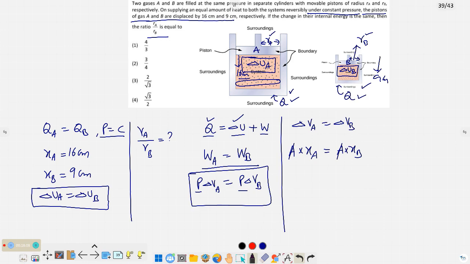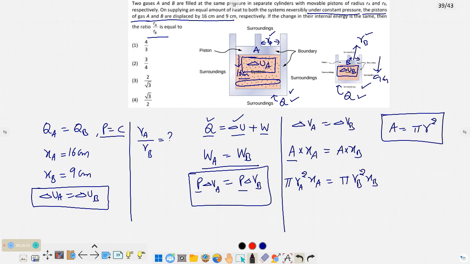No, I think they did not discuss any area, right? So we should not cancel like that. We cannot cancel, but they are asking for the ratio of radius. To find the ratio of radius, convert this area. What is the formula? Area is pi r square. Use that. This is pi into RA square XA is equal to pi into RB square XB. So pi gets cancelled. To get the RA by RB ratio, RA by RB whole square is equal to XB by XA.